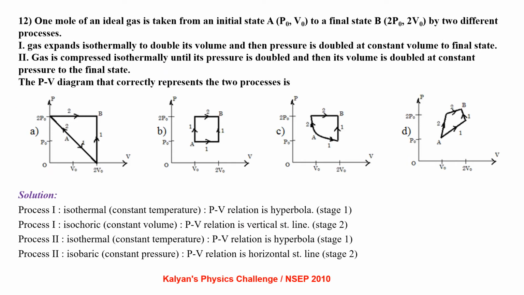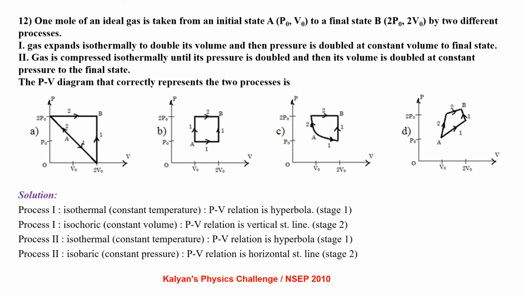One mole of an ideal gas is taken from an initial state A, P0 V0, to a final state B, 2 P0 2 V0, by two different processes. In process 1, gas expands isothermally to double its volume and then pressure is doubled at constant volume to the final state. Process 2, gas is compressed isothermally until its pressure is doubled and then its volume is doubled at constant pressure to the final state.